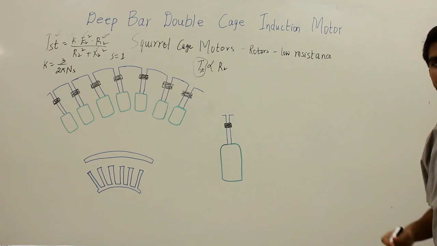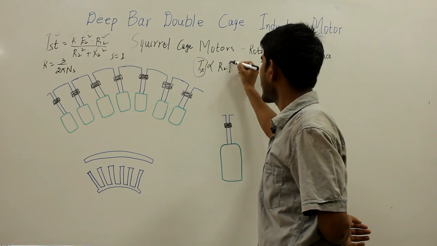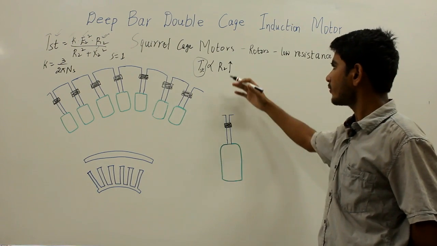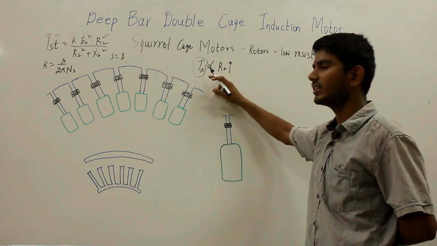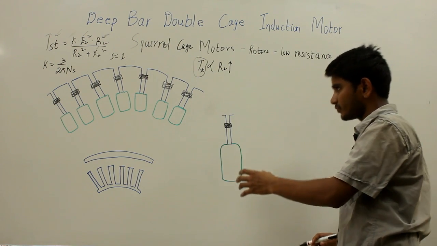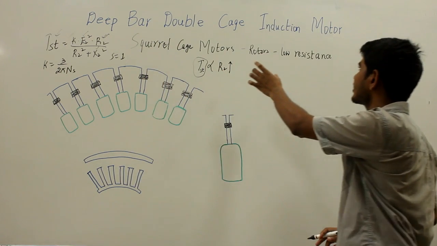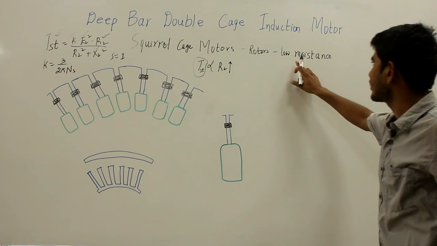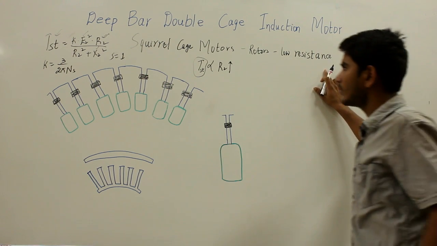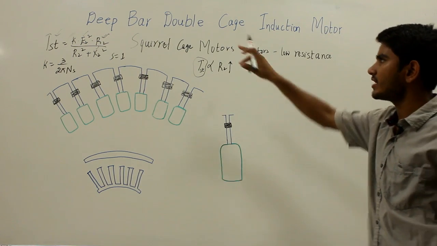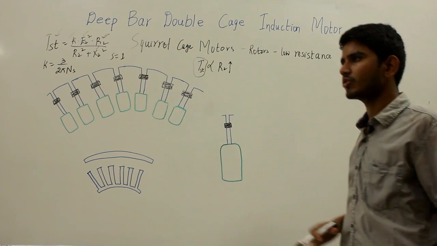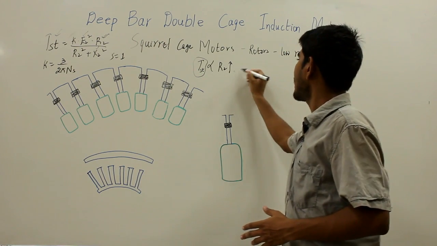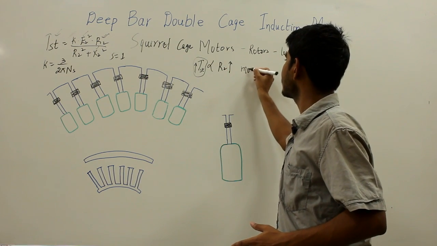Therefore, in order to have a high starting torque, we have to increase the squirrel cage rotor resistance. Once you increase the rotor resistance, the starting torque increases. That is why we employ the deep bar double cage induction motor: squirrel cage induction motors do not have a high starting torque because the rotors have low resistance. The motive is to provide a high value of resistance, which gives high starting torque and more efficiency.